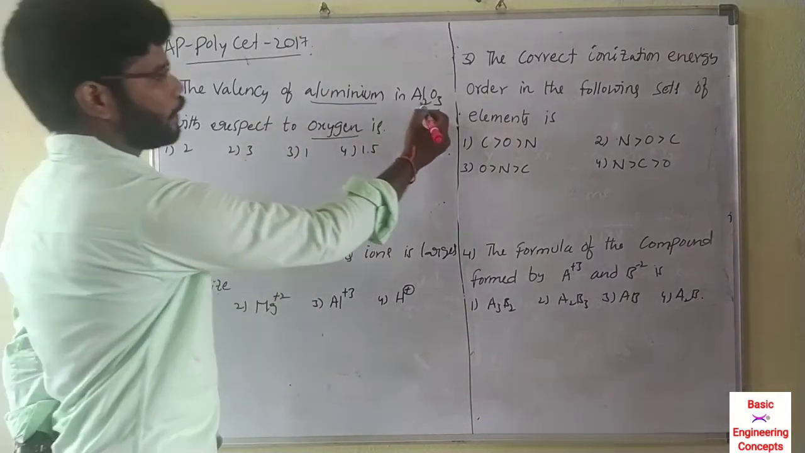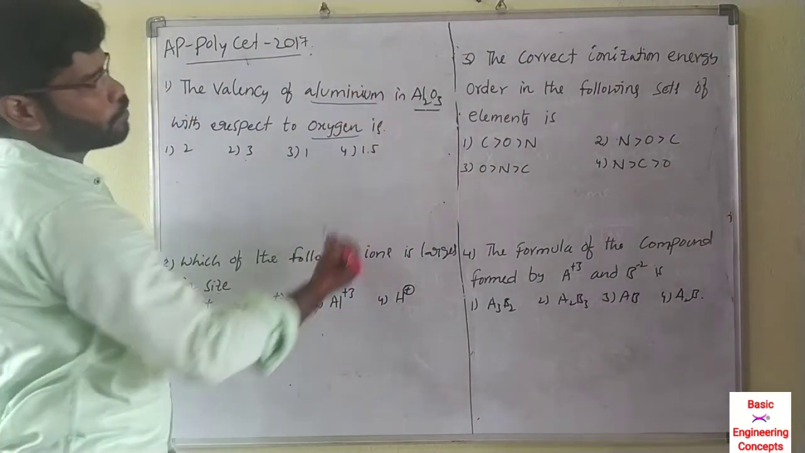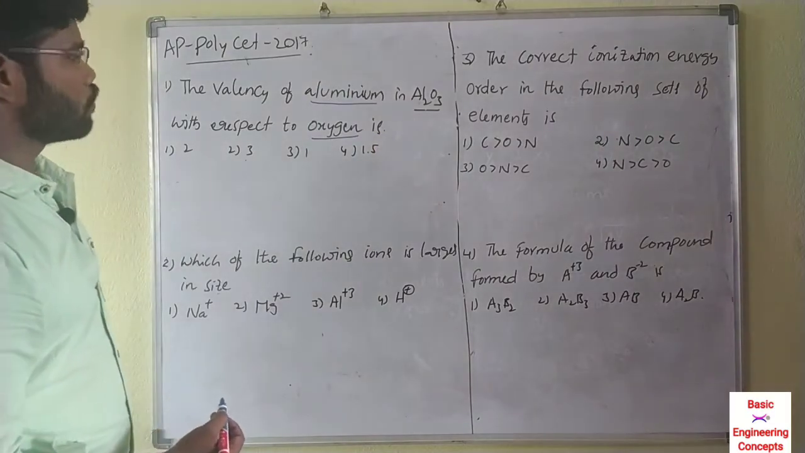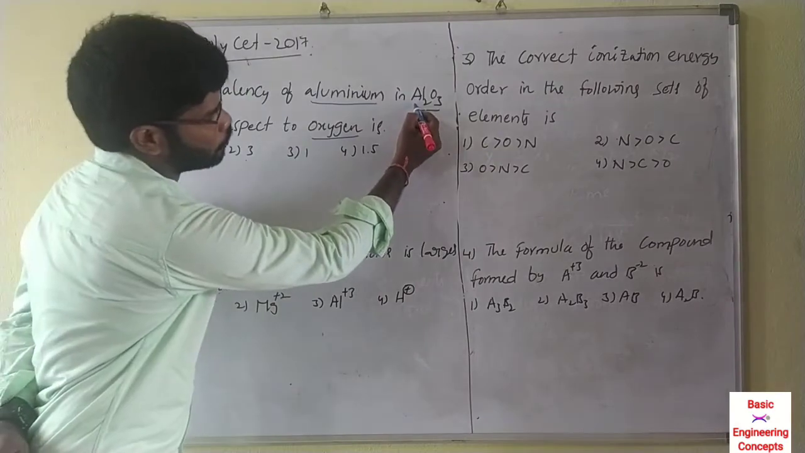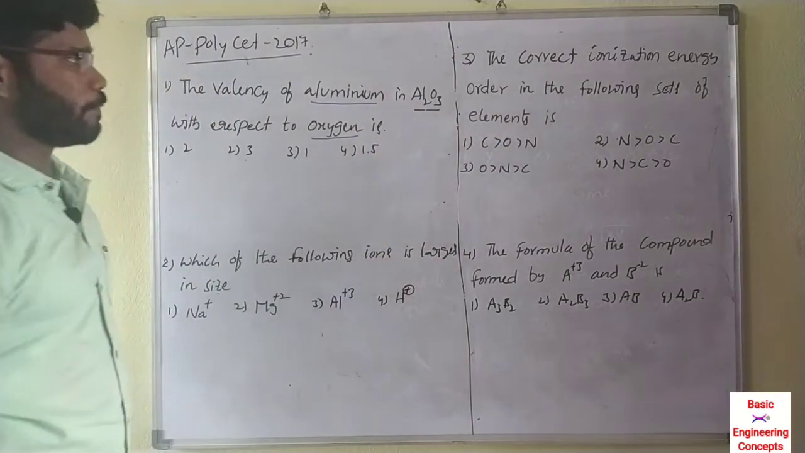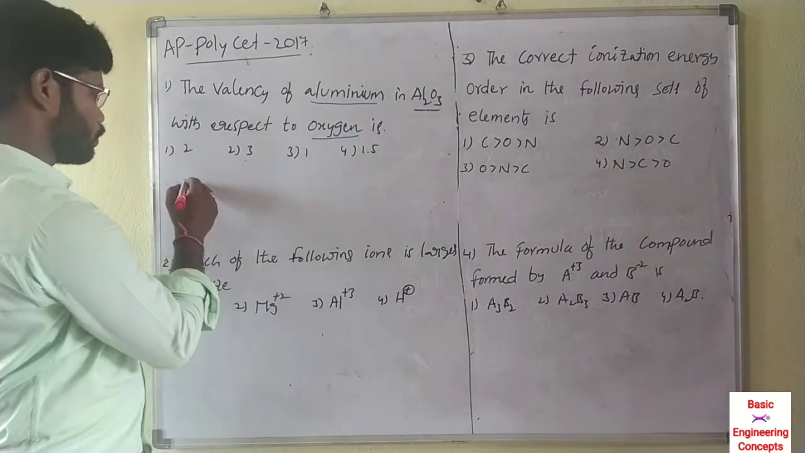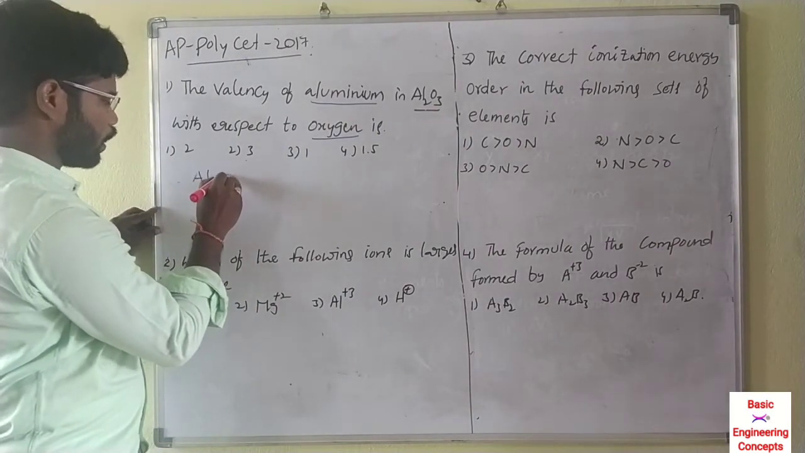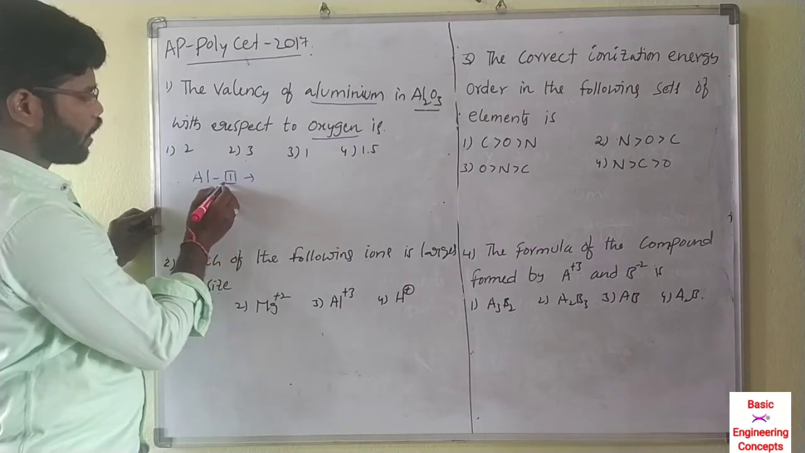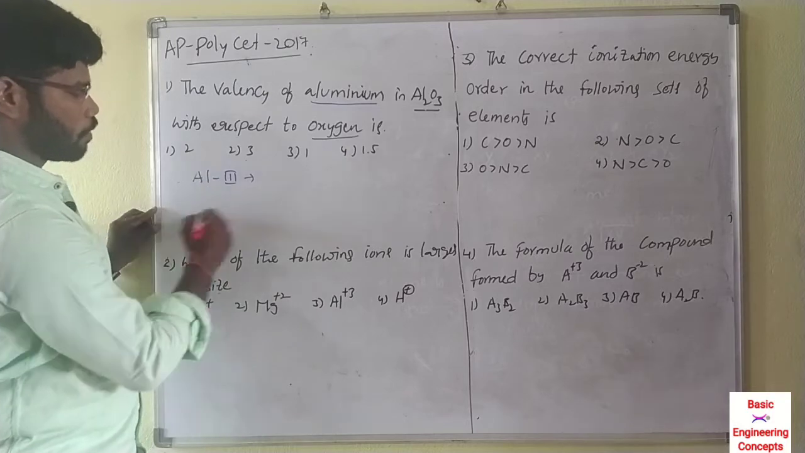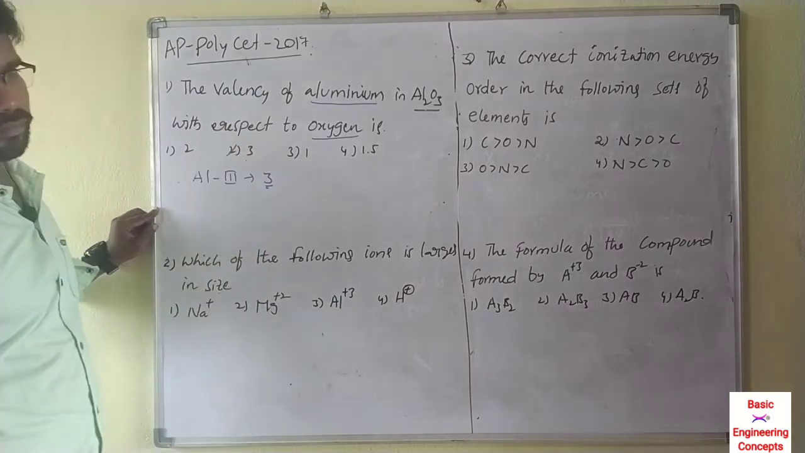So here in Al2O3, aluminum trioxide, find out the aluminum oxidation number. Oxidation number is equal to valency. Here we have identified Al, aluminum. This aluminum is a third group element. So third group elements means the valency is equal to the group number. So aluminum valency is 3. Easily identified, 3.